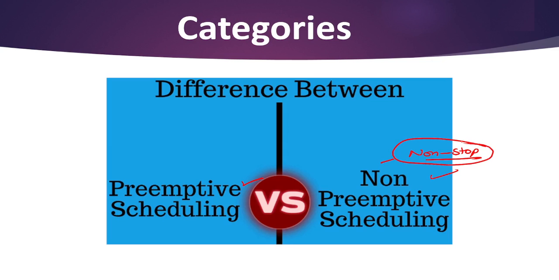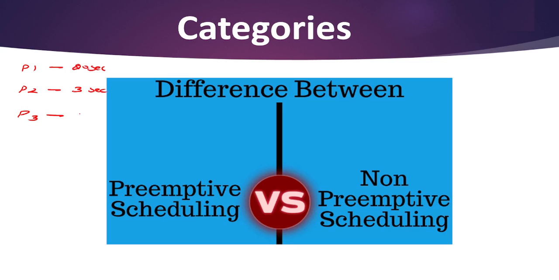That will make it very easy for you to remember the definition. Non-preemptive means non-stop. In non-preemptive scheduling, the resources cannot be taken from a process until the process completes its execution. Let's say here we have processes P1, P2 and P3. Process P1 wants the CPU just for 20 seconds. Process P2 wants the CPU for 3 seconds and P3 wants the CPU for 30 seconds.